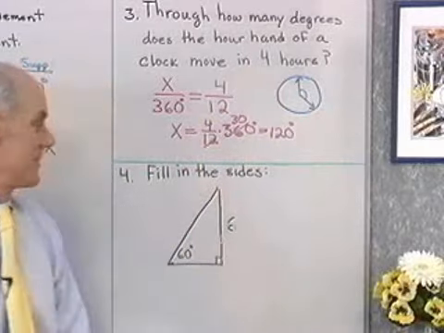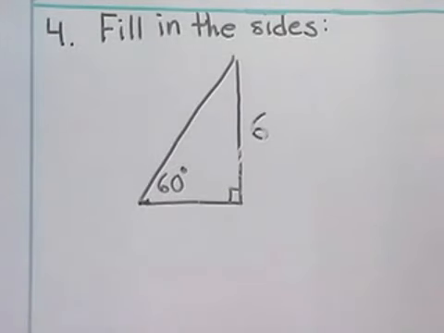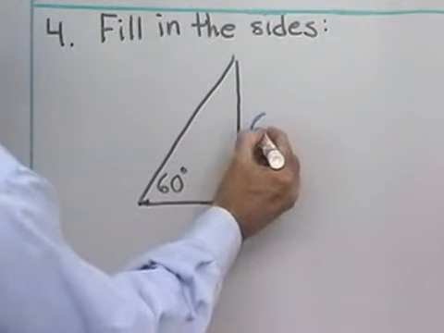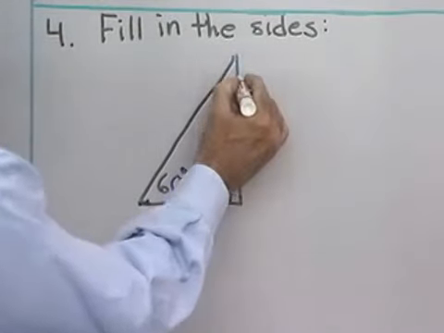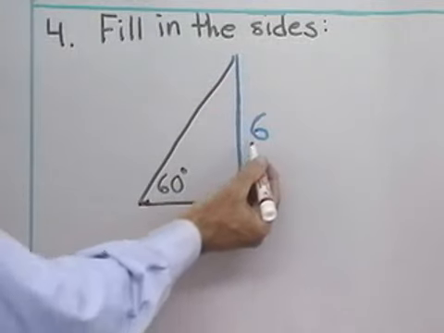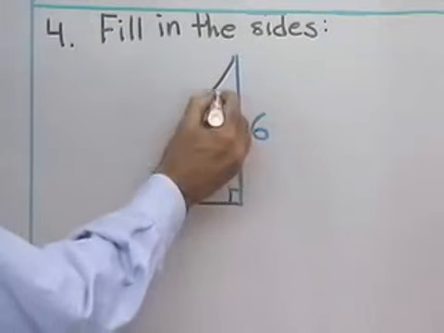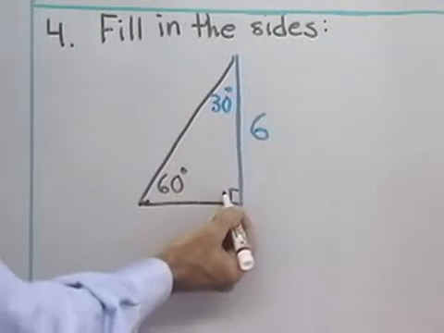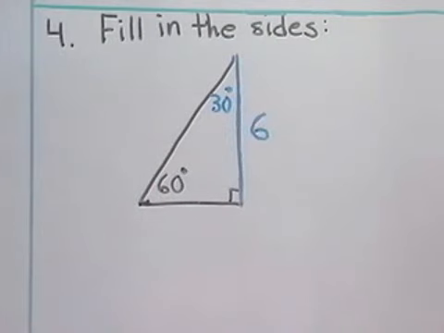Here's another problem. It says fill in the sides. I have a little right triangle here. Looks like I brushed up against this. This side is 6, right there. This is 60 degrees. That's 6. That's 90 degrees. So this must be 30 degrees. So I have one of my 30, 60, 90 triangles, a 30, 60 right triangle.